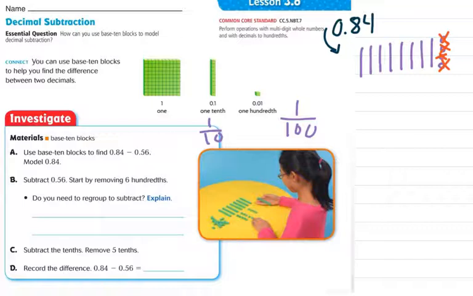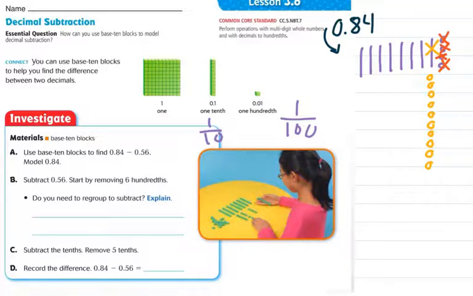That means we are going to take one of the tenths and we're going to trade it for 10 hundredths. 1/100th, 2/100ths, 3/100ths, 4/100ths, 5/100ths, 6/100ths, 7/100ths, 8/100ths, 9/100ths, 10/100ths. So boys and girls, just notice we took 1 dime and we traded it for 10 pennies. 1/10 traded for 10 hundredths.